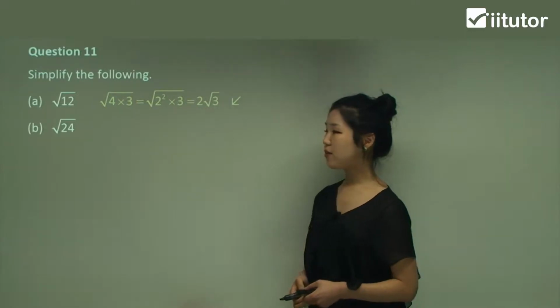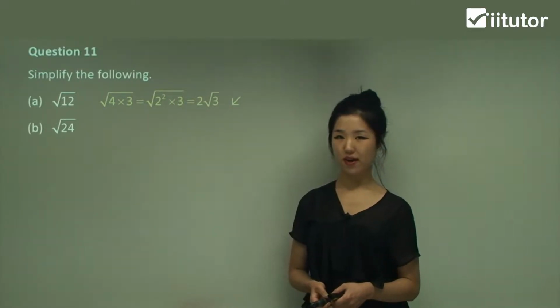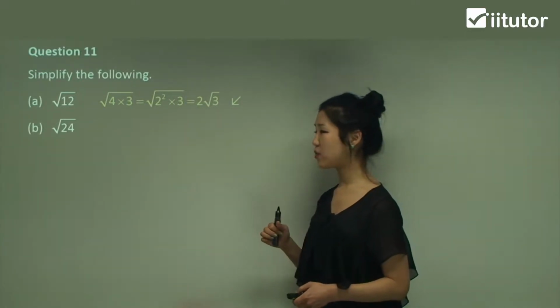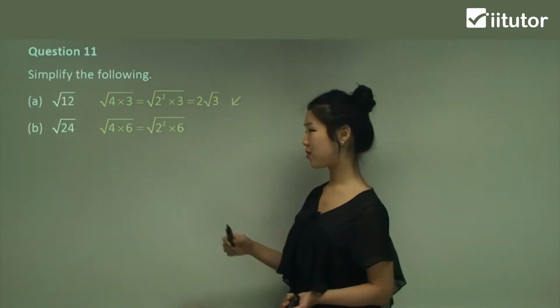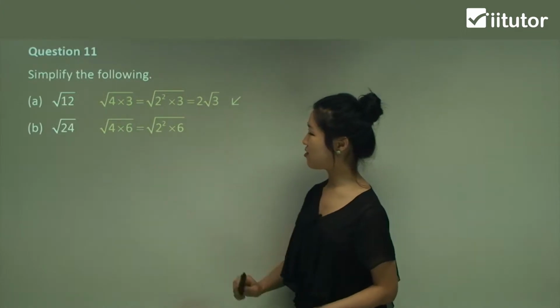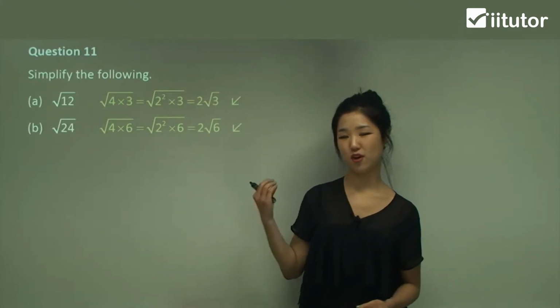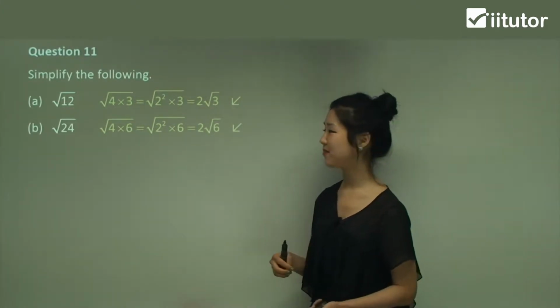B, root 24. Again, 24 is not a perfect square. It's not a square number. But I know that 24 is 4 times 6, and 4, as we said, is 2 squared. So the 2 can pop out, so it's just 2 root 6. Only the 6 remains inside the root.